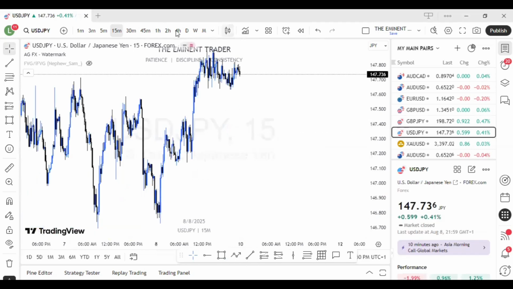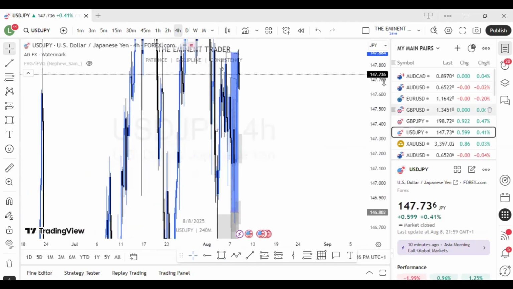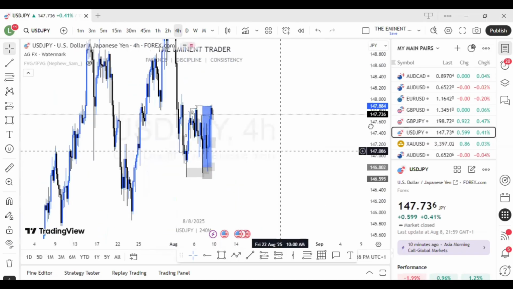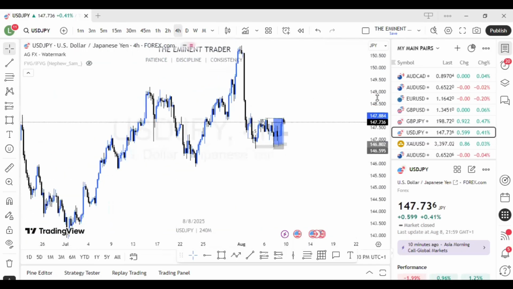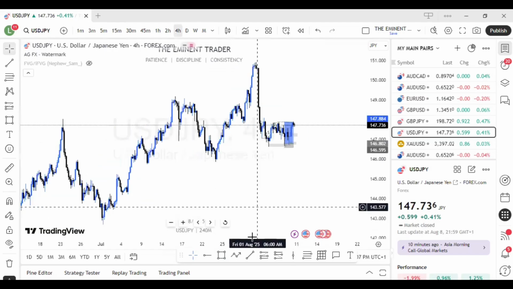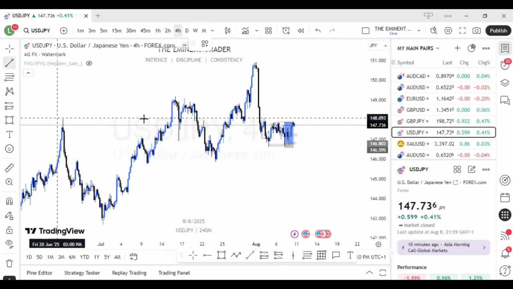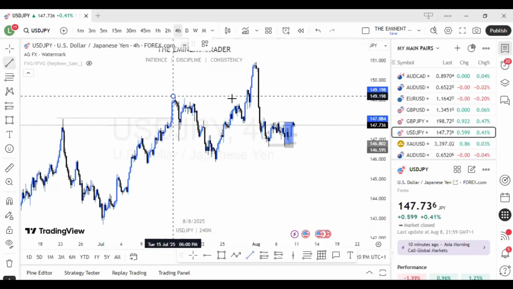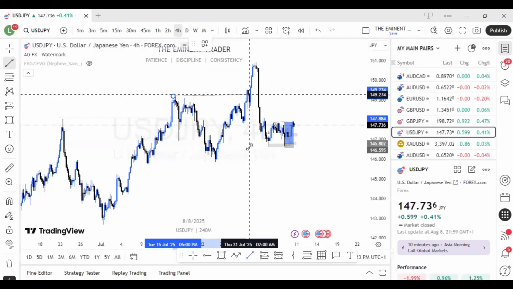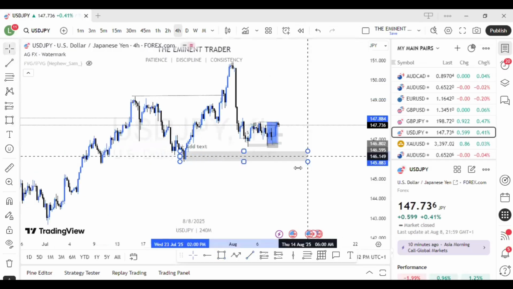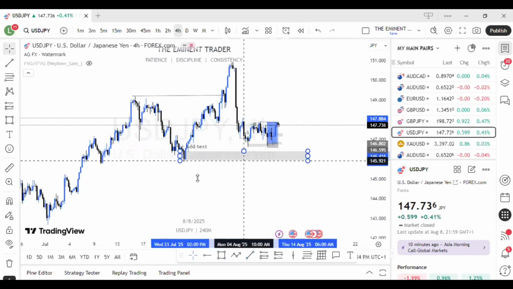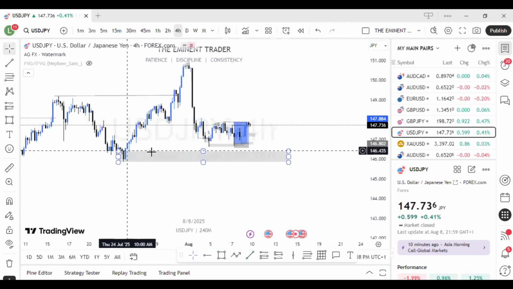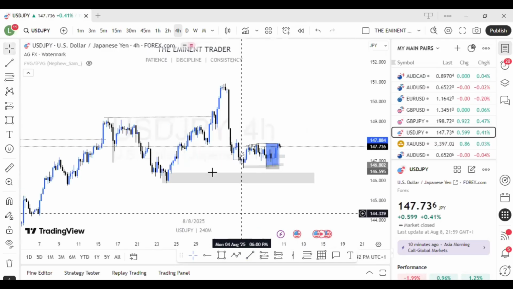Okay, let's do UJ. This one has been annoying of recent, but still a very good pair. It doesn't really give clear direction on the 4 hours like that. But you can clearly see a break of structure here, and another break of structure here. And this is a valid order block. It's just sitting pretty there. Anytime market comes there, it's most likely to hold. That's a very valid one. You can see the inducement very clear to it.